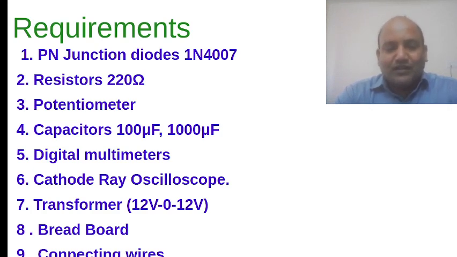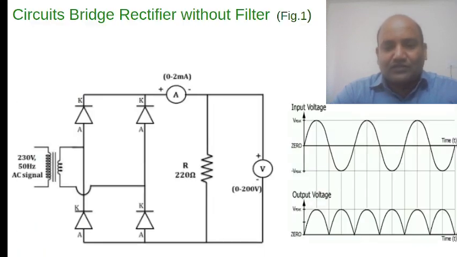So a breadboard for component mounting, and the last thing is connecting wires, red and yellow wires. Red you can use for the live wire and yellow you can use for the negative terminal or ground.